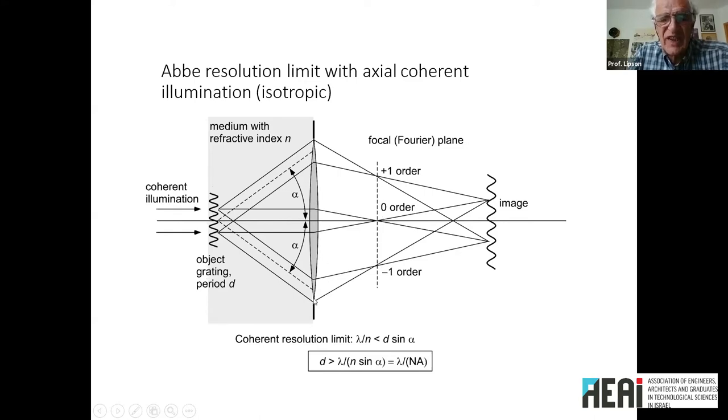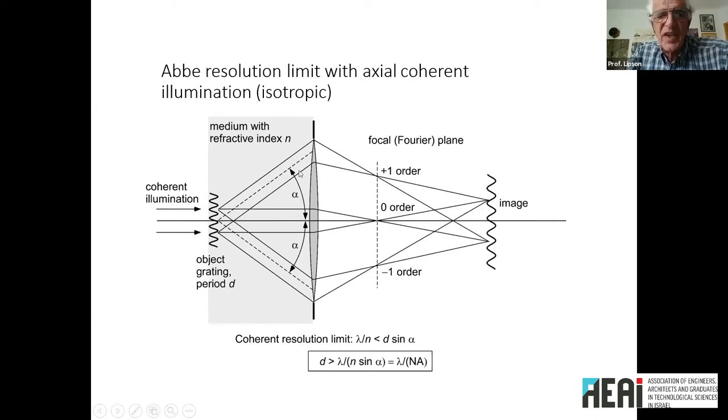So they all have to pass through the lens. And his criterion was simply that the angle of the first order should be less than or equal to half of the angle subtended by the lens at the grating. And then you would get the 0 and the first and the minus first orders. They would focus in the Fourier plane, and then they would interfere and give you an image with the magnification, which is simply the ratio of the optical distances on the two sides. So that's the way you would get an image. If these first orders were missing, then you would get no image because only the zero order light would reach the image plane.